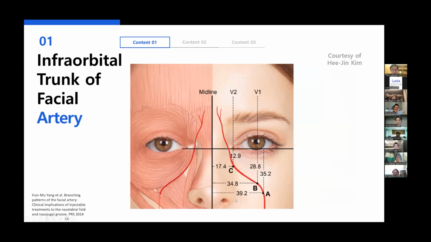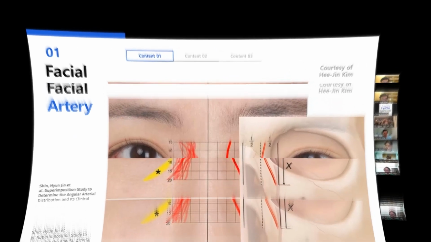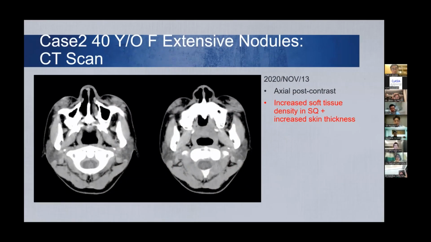It does not go right next to the ulnar region. It runs far more laterally and up to the nasal area. So when it comes to the angular artery, on the CT scan images in November 2020, we can see an increased soft tissue density along with increased skin thickness in her mid-facial area.